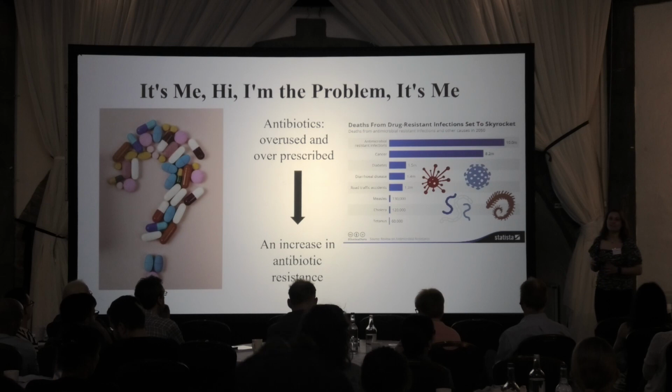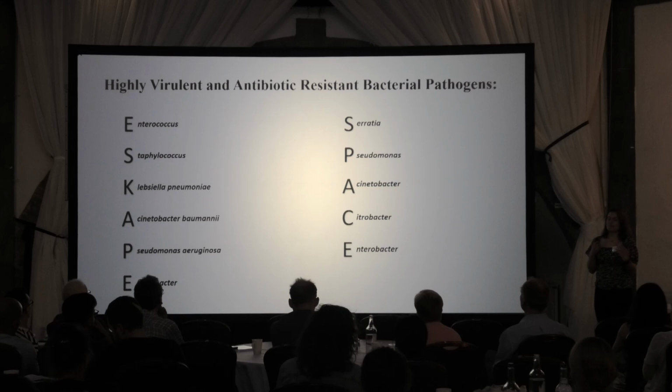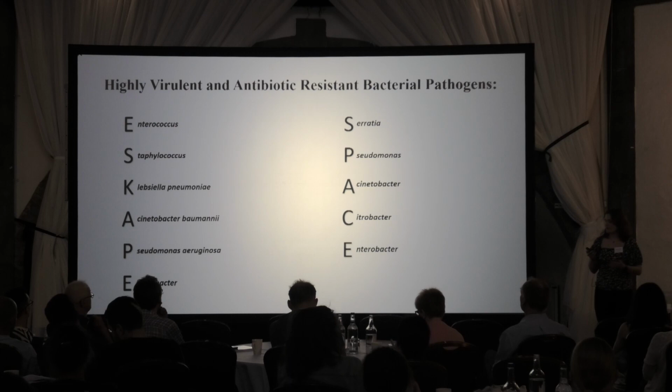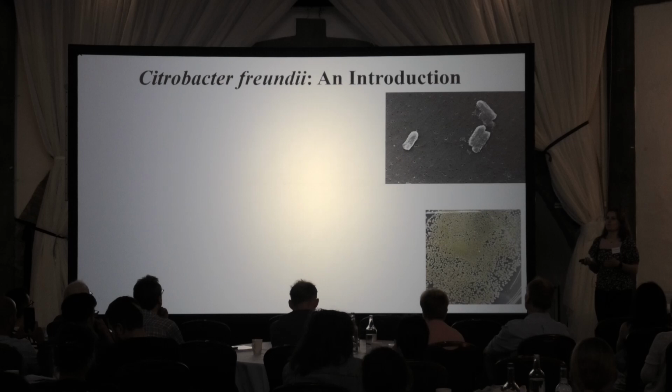Along with this, we have the ESKAPE pathogens, which is just an easy way to remember the highly virulent and antibiotic resistant pathogens. A lot of people have focused on some of these, but one that's not really covered a lot is Citrobacter. In this case, when I say Citrobacter, I mean Citrobacter freundii. That's what we use in our lab.